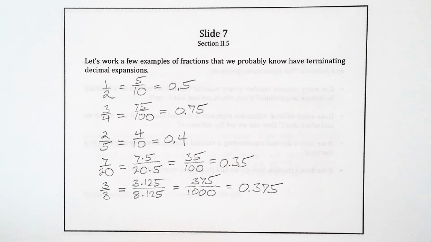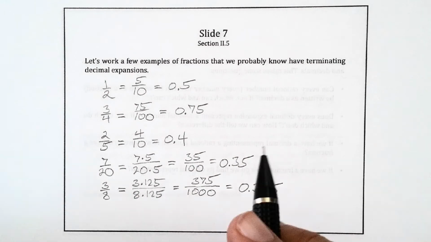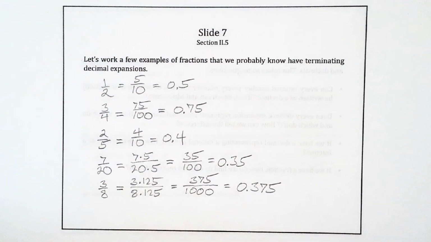Okay, and so on and so forth. So the idea here would be to write the fraction as an equivalent fraction with a power of 10 in the denominator: 10 or 100 or 1,000 or 10,000 or what have you.